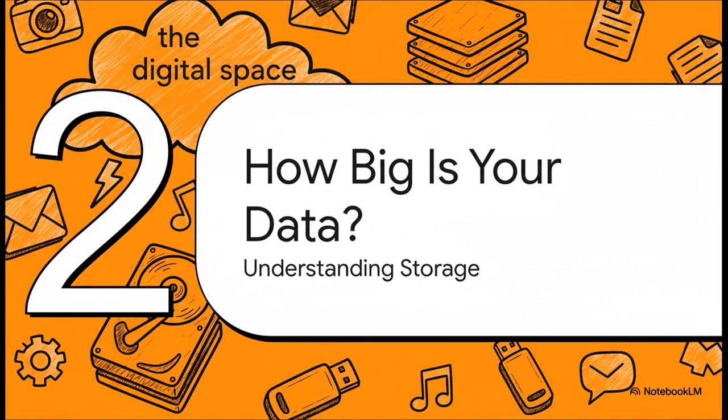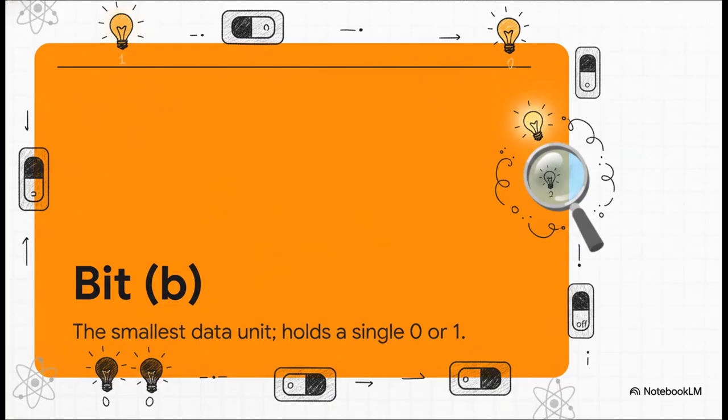Okay, so let's start with our first key area, storage. This is all about the digital space where your files, your photos, and your apps actually live. Everything in the digital world, I mean everything, starts right here with a humble bit. Just think of it like a tiny light switch that can either be on or off, a 1 or a 0. It is the absolute atom of all information.